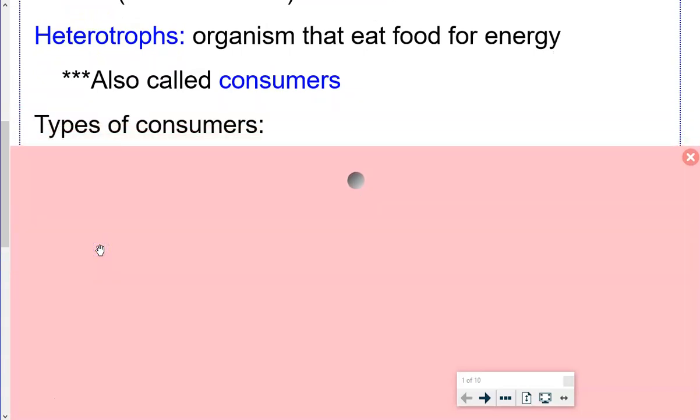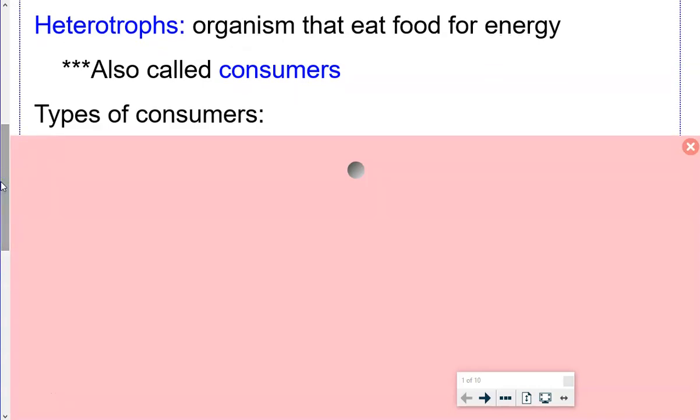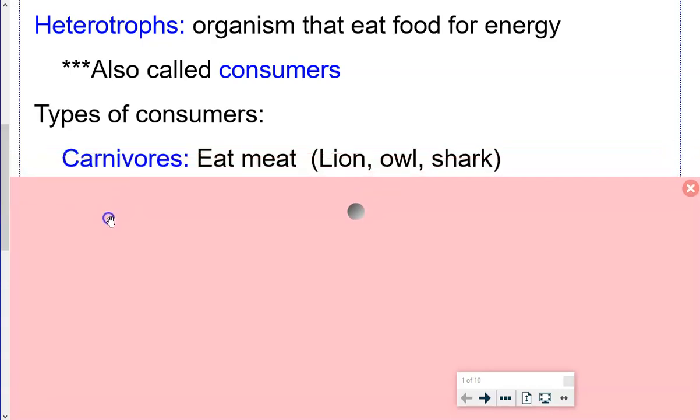We have some different types of consumers. And these are words I think you're probably familiar with. So you maybe don't have to write down all the details or examples. That's kind of up to you and how you want to do your notes. But the first type of consumer is a carnivore. And that's an animal that eats meat. So lions and owls and sharks are going to hunt and eat other animals.